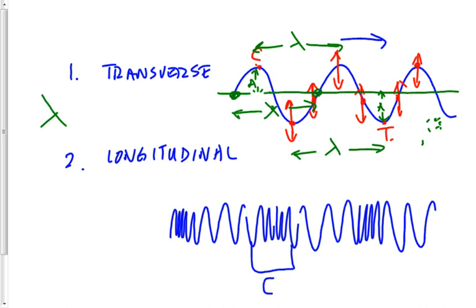Good. What is this area right here called that leads and follows the compression? That's the area where it's stretched out a little bit, right? Where the density of the wave is a little bit less. What's that called? It's called a rarefaction. R-A-R-E, not refraction. Okay? R-A-R-E, rarefaction.